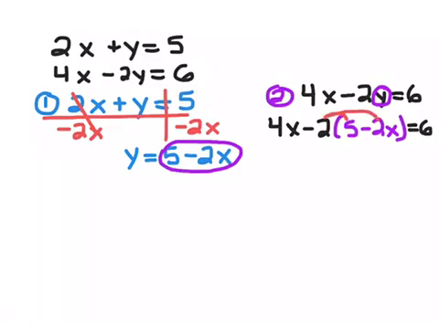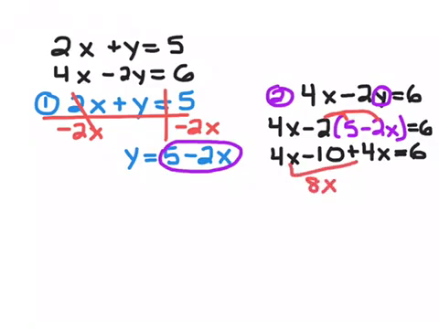Applying our distributive property, that gives us 4x minus 10 plus 4x equals 6. Combine our like terms, so we get 8x minus 10 equals 6.